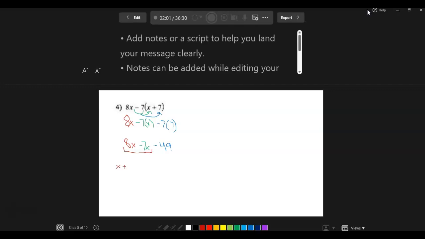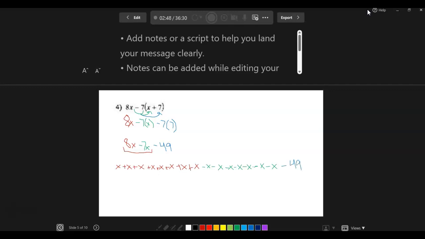1, 2, 3, 4, 5, 6, 7, 8. So I have 8 x's, and then I'm going to subtract 1, 2, 3, 4, 5, 6, 7 of them. And of course, I don't want to forget my minus 49 here.